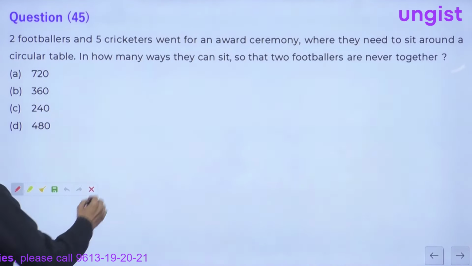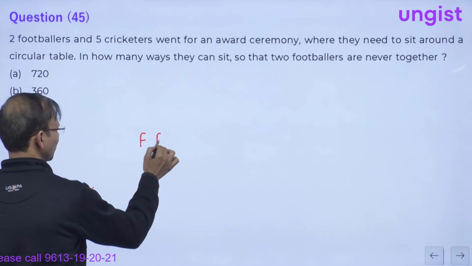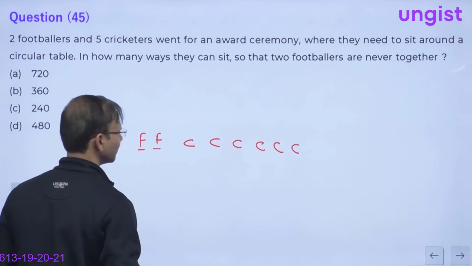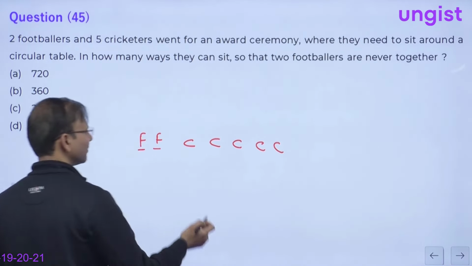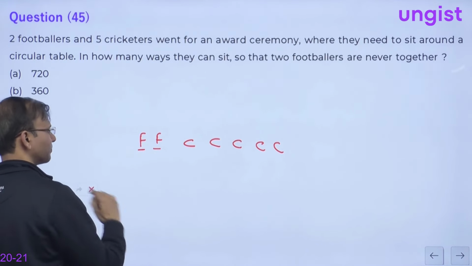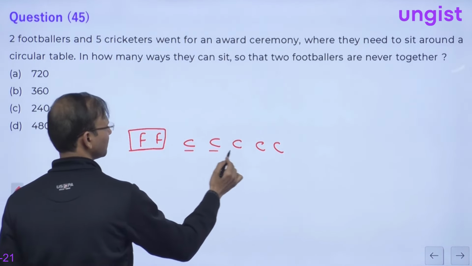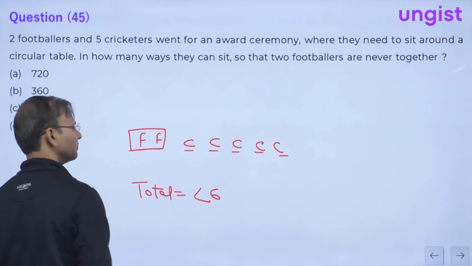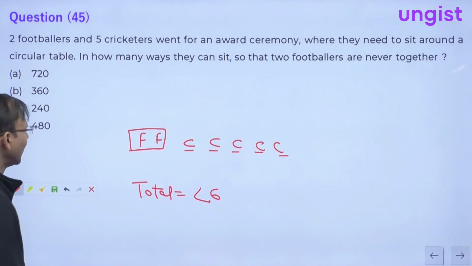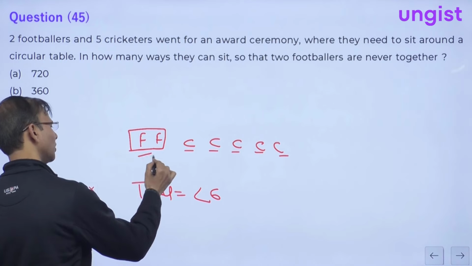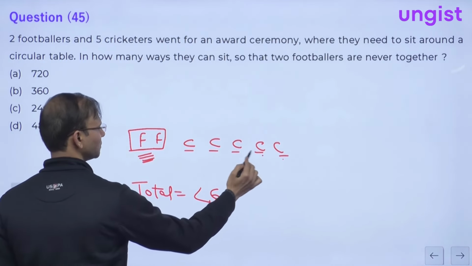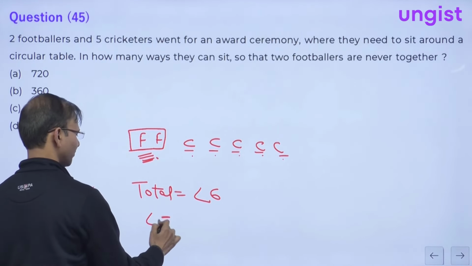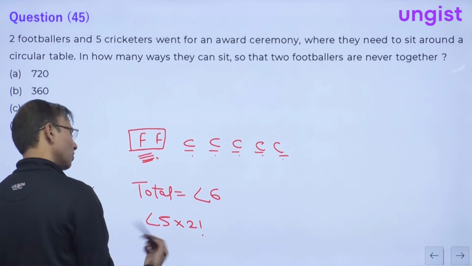See guys, this is a circular thing, right? So two footballers and five cricketers. But we need to make them sit in a circle, right? So total are 6 factorial. And "never" means we subtract the case when they are always together. So 5 factorial into 2 factorial, when they are always together.